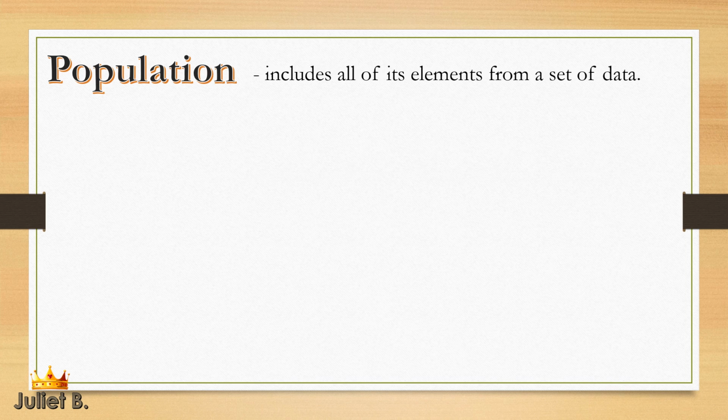Let us start our discussion with defining some of the terms being used in random sampling. Now that we are starting with topics related to research, it is very much important that you know some of the terminologies being used. To start with, we have the population. Population includes all of its elements from a given set of data.